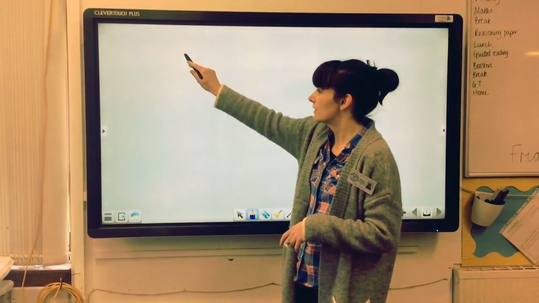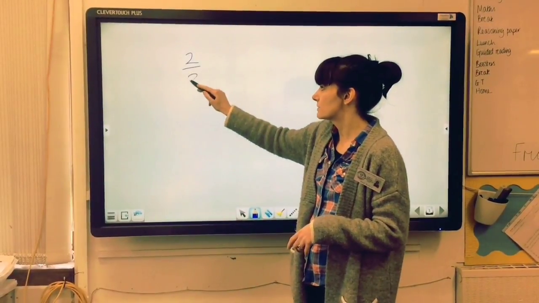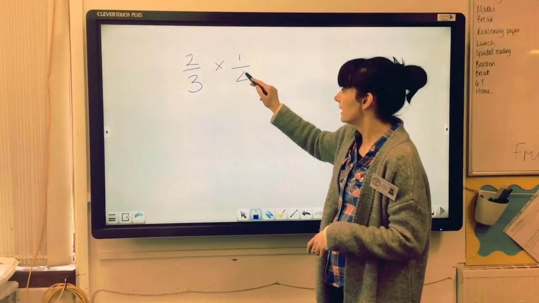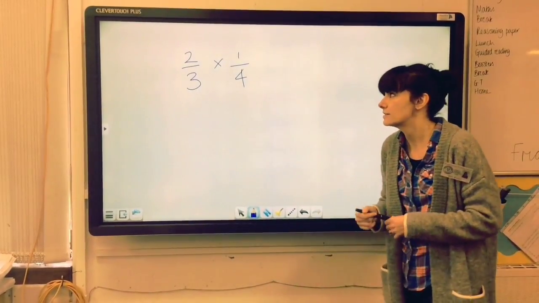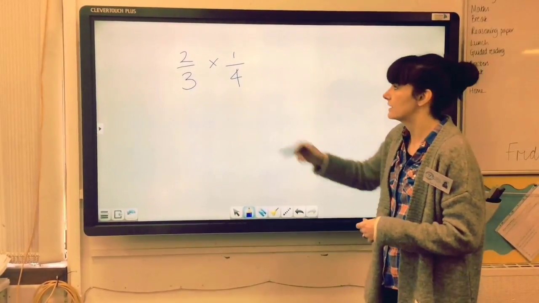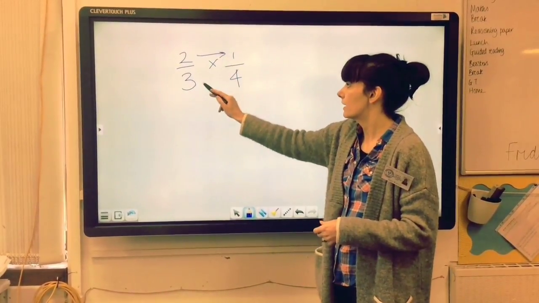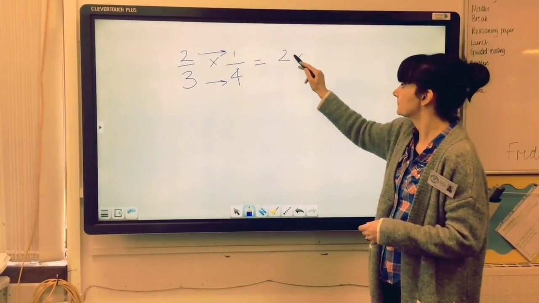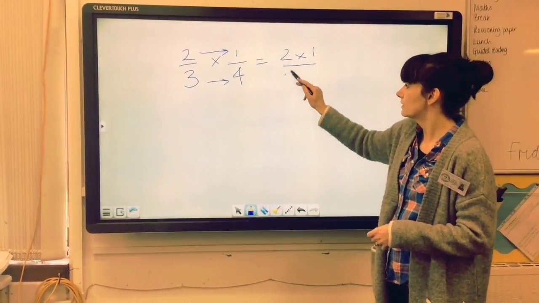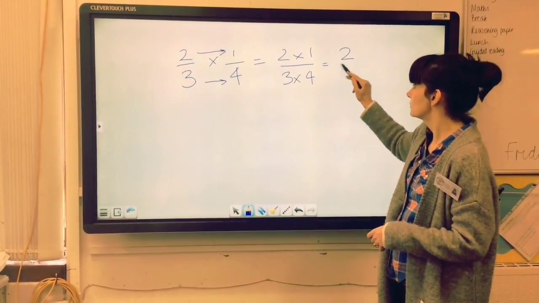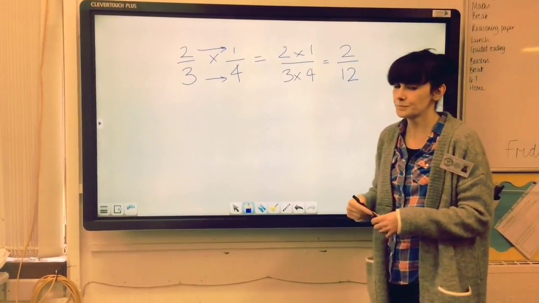So basically, they're thinking about just multiplying straight across. So, for example, if we had the calculation 2/3 multiplied by 1/4, all the children would be expected to do for this is to multiply across. So 2 multiplied by 1 over 3 multiplied by 4. So that becomes 2 over 12.